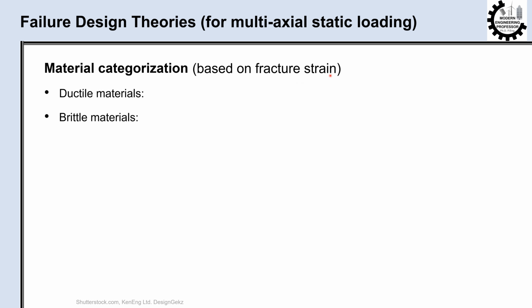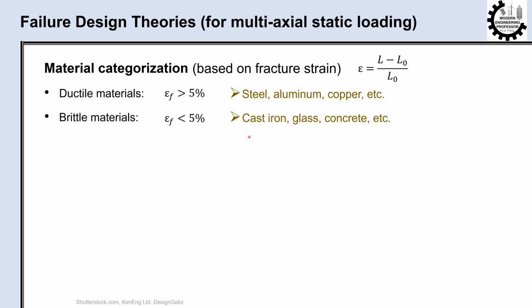The strain, epsilon, is defined as the ratio of the material's elongation to its original length. If a material's strain at fracture is larger than 5%, the material is considered ductile, and if it is less than 5%, it is considered brittle. Examples of ductile materials include steel, aluminum, and copper. Examples of brittle materials include cast iron, glass, and concrete.